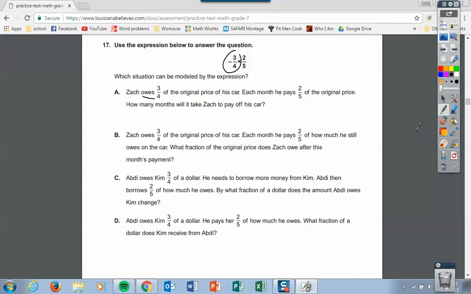Well, let's just go through and find out what this would actually be. So negative 3/4 times 2/5. Multiply our numerators, I get 6. Multiply our denominators, I get 20. And so my answer is negative 6/20. That's what we're looking for, which means I need to figure out which of these is going to give me negative 6/20.